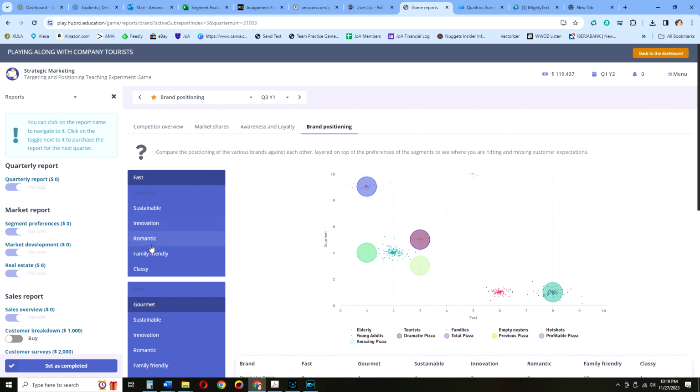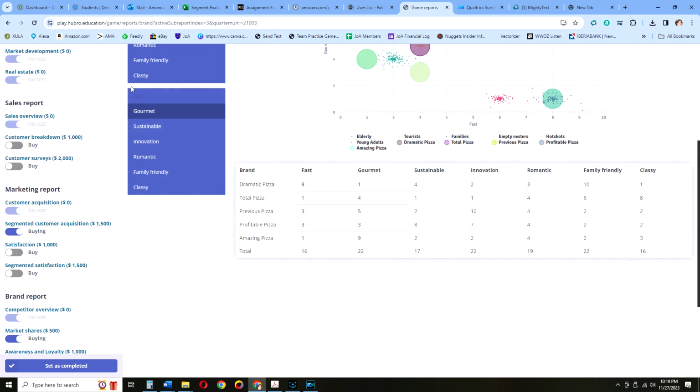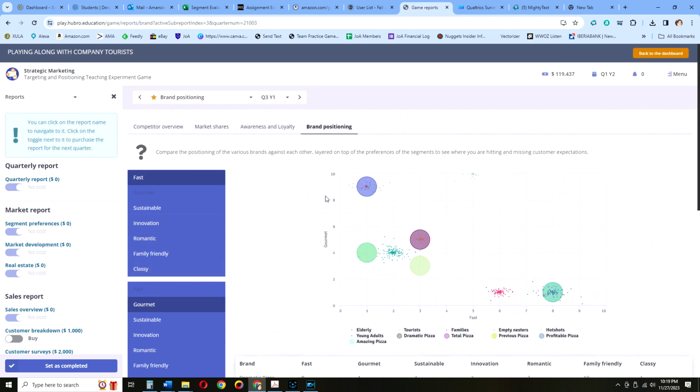So this top box, notice, is a list of all of the pizza and restaurant characteristics that we can work with in this game. The top box is where you choose which characteristic you want to see on the bottom axis, your x-axis. And the second box shows what is going to be in your y-axis. By default, it starts out with the top two selected. So we have fast selected right now for the x-axis, and gourmet selected right now for the y-axis.